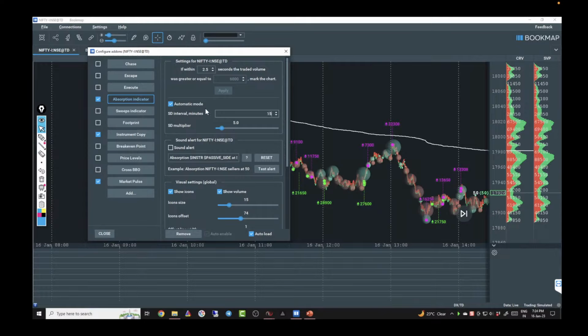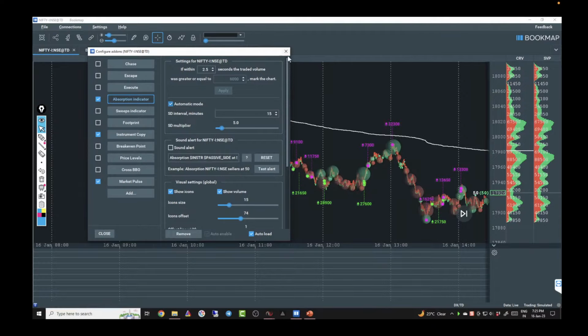The advantage of keeping this particular setting in automatic mode is that it works according to the market dynamics. We can also manually control this parameter, but we don't know the dynamics of the market. For one day, 6,000 quantities may be a bigger number, but for some other day it may be a lesser number according to that day's structure. So when we keep it in automatic mode, the numbers are calculated based on the present day's changes or dynamics. That's the reason we keep it in automatic mode. You can also control this manually.